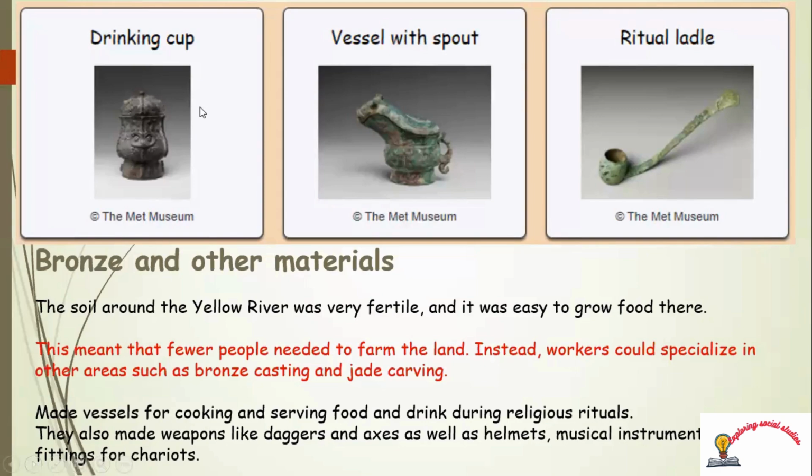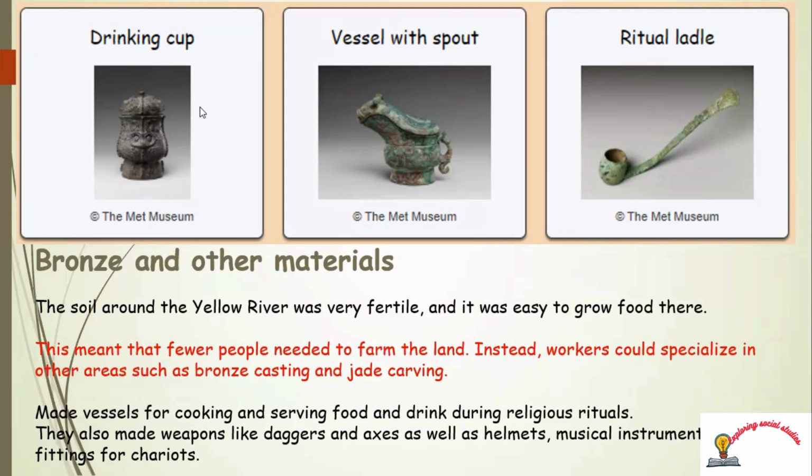Drinking cup, vessels with spout, ritual ladle, bronze, and other materials. The soil around the Yellow River was very fertile and it was easy to grow food there. This meant that fewer people needed to farm the land. Instead, workers could specialize in other areas such as bronze casting and jade carving.